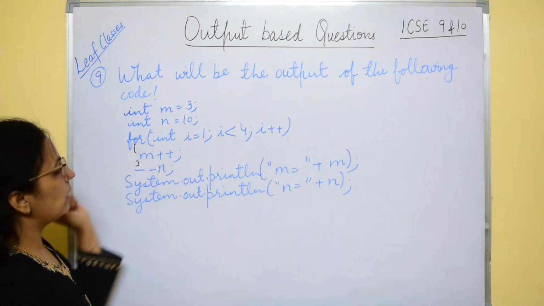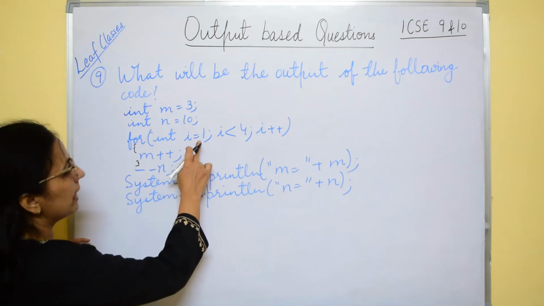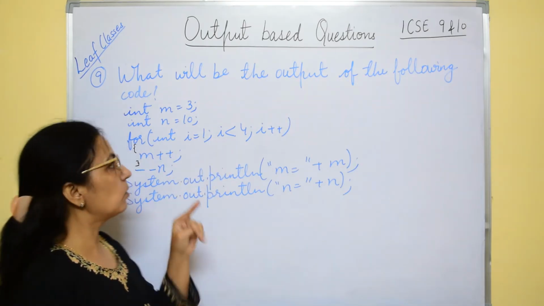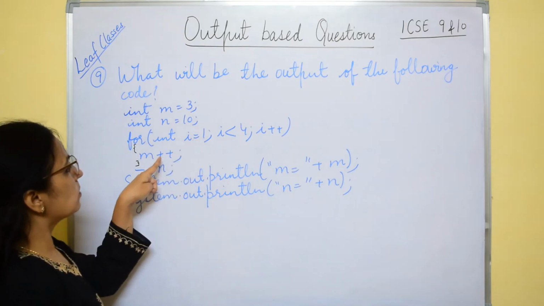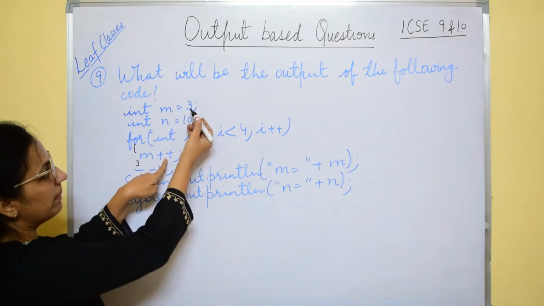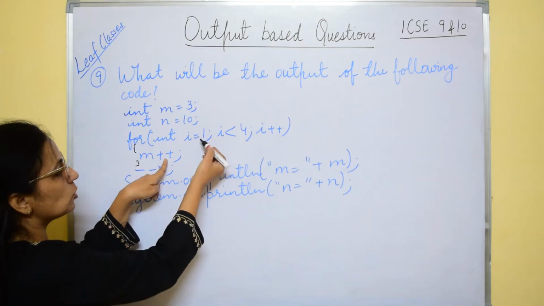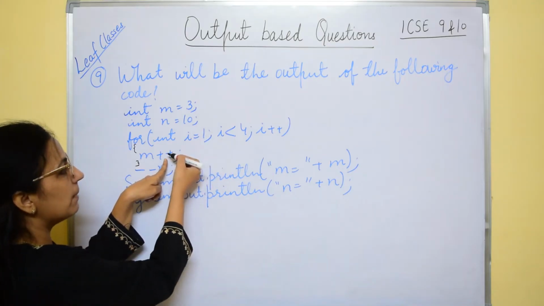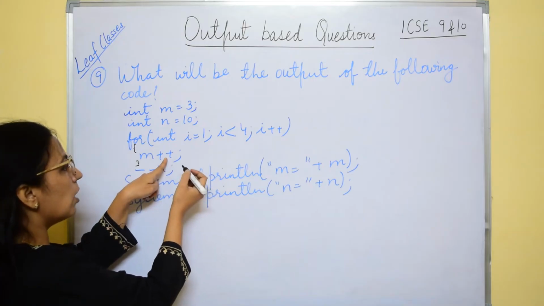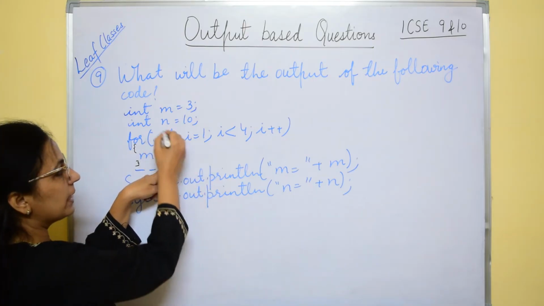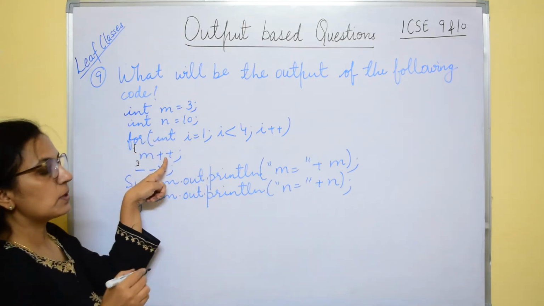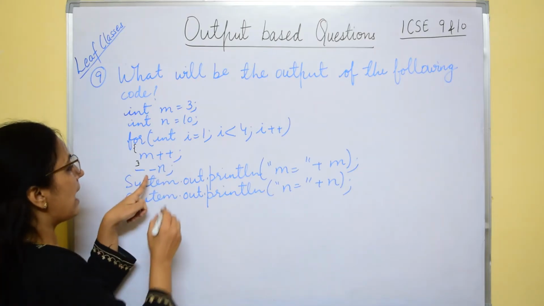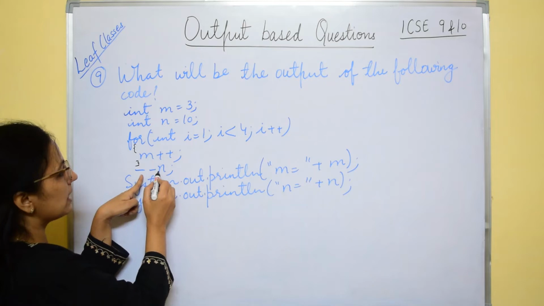Now let's evaluate the loop first. When i is 1, 2, 3, 3 times the loop will be executed. So when i is 1, m++, m will become 4, i is 2, m will become 5, i is 3, m will become 6. So after execution of this loop thrice, the value of m will become 6, and then --n.